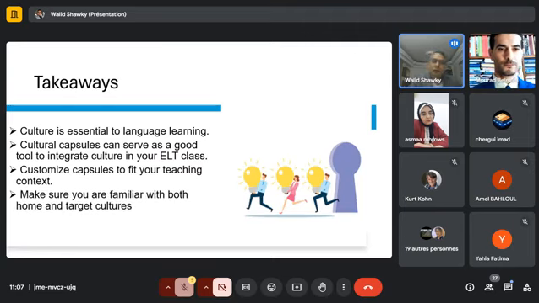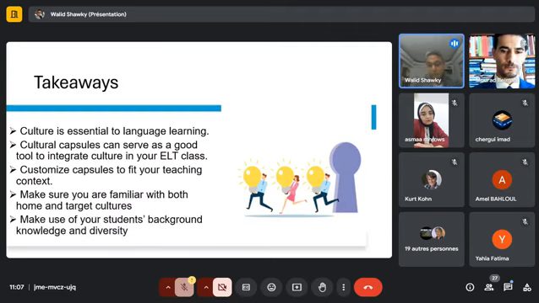You need to make sure that you, as a teacher, are familiar with both the home and the target culture. So you need to educate yourself, and make use of your students' background knowledge and diversity. So bring the knowledge that your students have into the classroom.